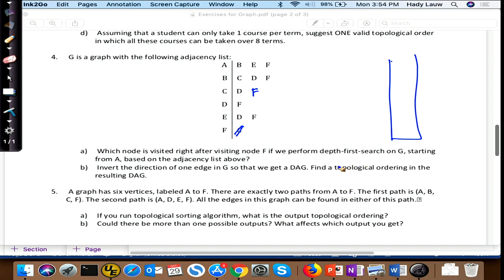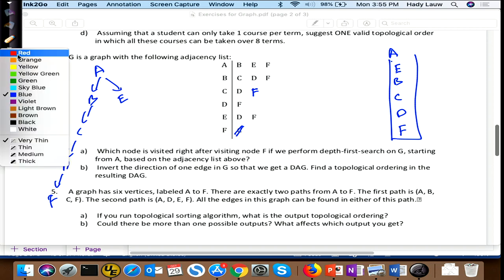Well, we did DFS earlier. So A to B, B to C, C to D, D to F. F has no outgoing neighbors. So upon return, F is going to go to the stack, followed by D, followed by C, followed by B. Now at this point A can still go on to E. So upon return, E goes to the stack, and then A. So then we have A, E, B, C, D, F.